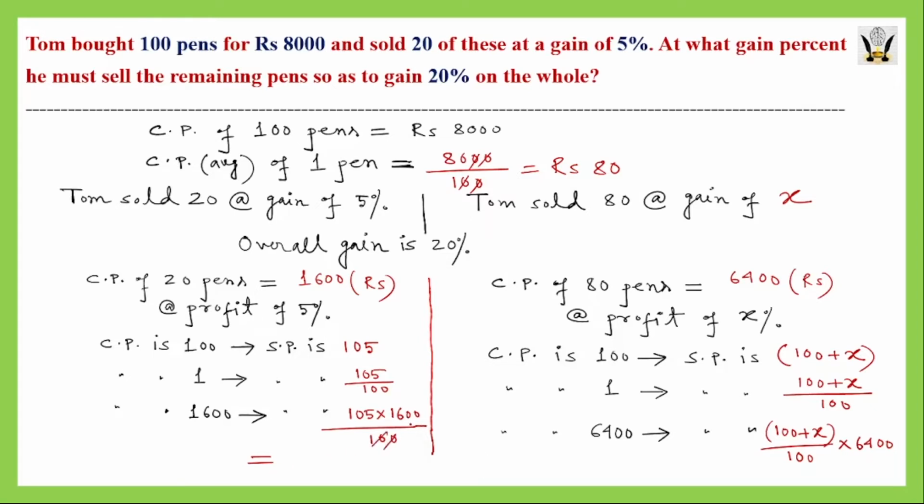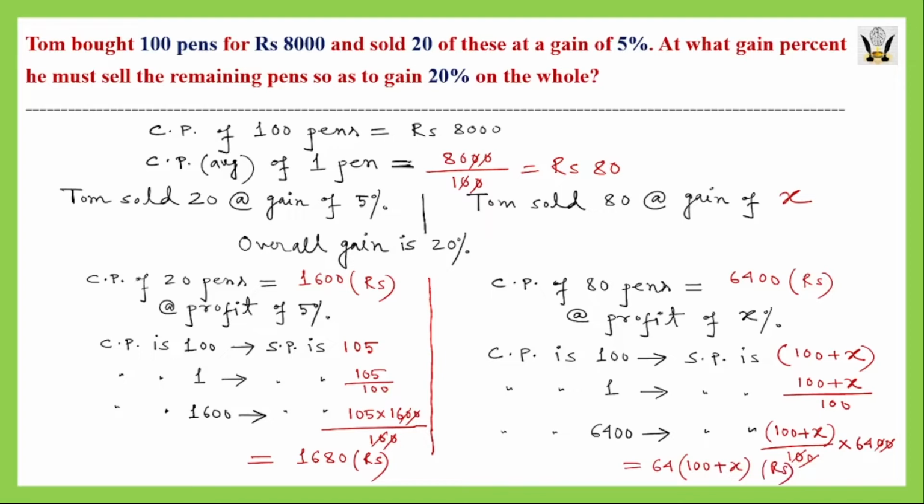Now here the 00s will cancel each other. We will divide both the numerator and denominator by 100. Now if we multiply 105 by 16, then that value will be 1680, and that's that many rupees. And here again the 00s will cancel each other, so this value will be 64 multiplied by (100 plus X), and that many rupees. So these are the two selling prices.